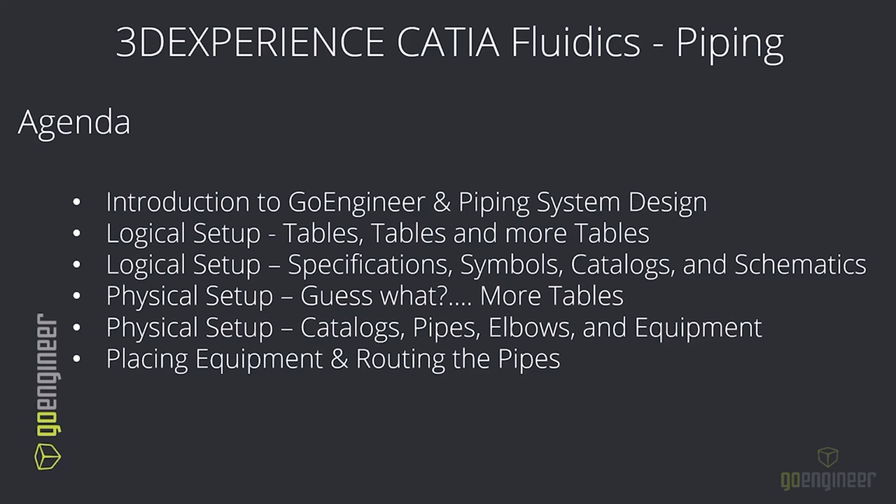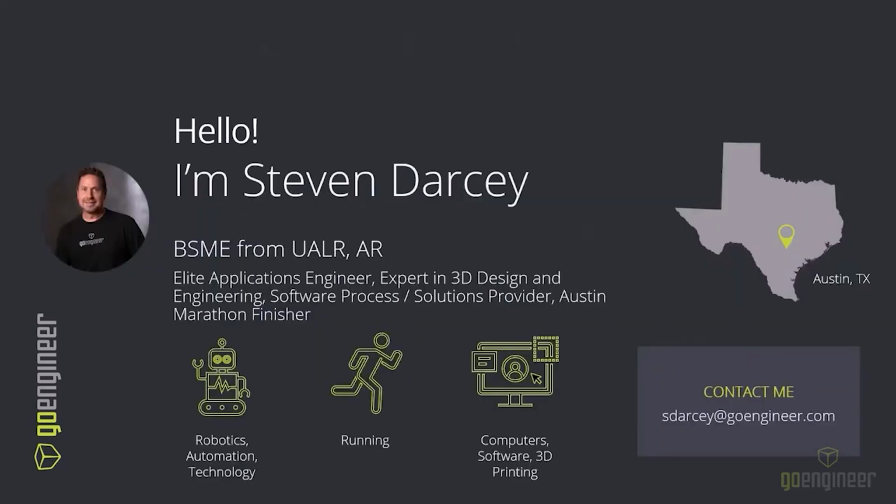So we're going to start off with an introduction, then go through the logical setup with the tables, specifications, symbols, catalogs, and schematics. Then move into the physical setup, and guess what? More tables. Then go through more catalogs on the 3D side, pipes, elbows, and equipment, and then put it all together by routing pipes.